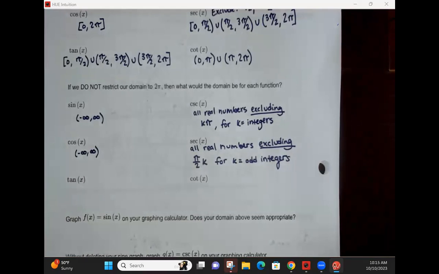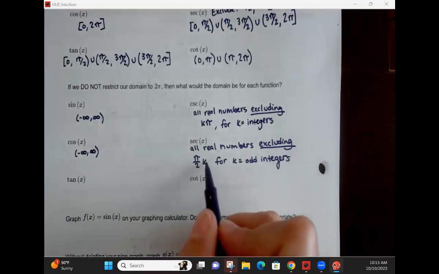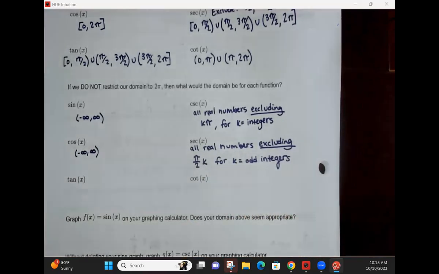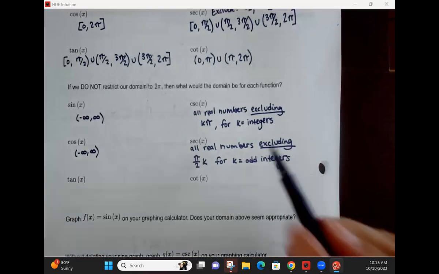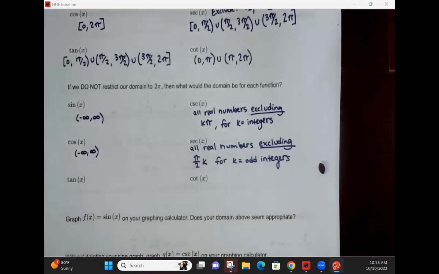So why do the evens not work? If I use an even integer, like let's say I let k be 2, 2 pi over 2 is just pi. We don't need to exclude pi. 4 pi over 2 is 2 pi. I don't need to exclude 2 pi. So if k is an even number, I would be excluding a value that I don't need to exclude. So I need to restrict it to those odd integers.